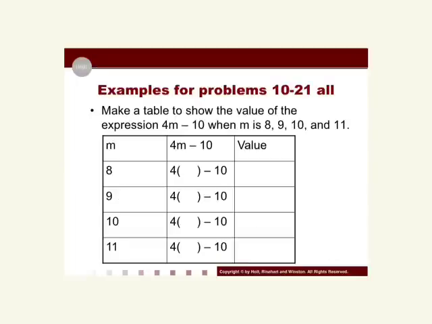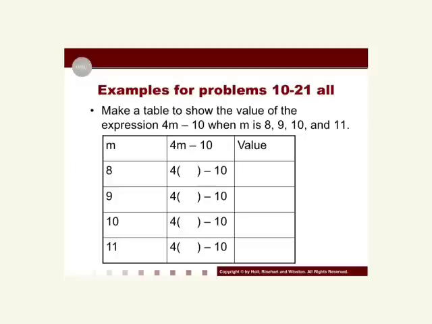So this problem would be very similar to the ones that we'd have you do in class tomorrow. This would go with problems 10 through 21 in your book. They ask us to make a table to show the value of the expression 4m minus 10 when m is 8, 9, 10, and 11. Now if you want to pause this and try to do this on your own, and then when you start it back up, I will work it with you.